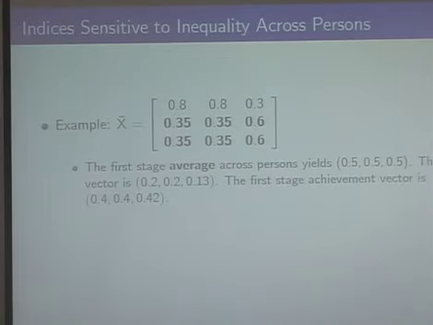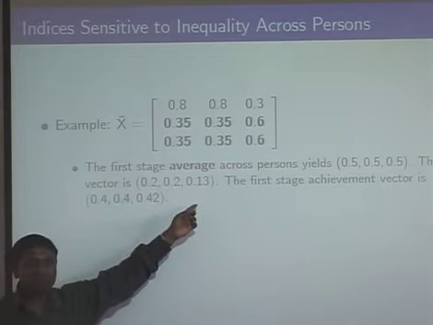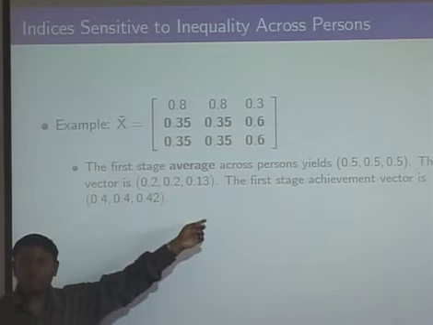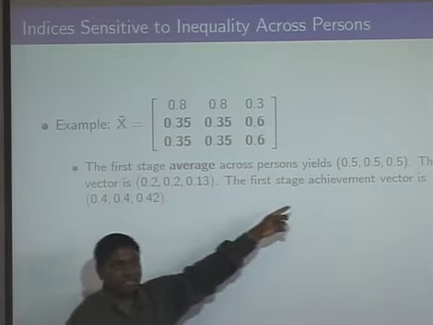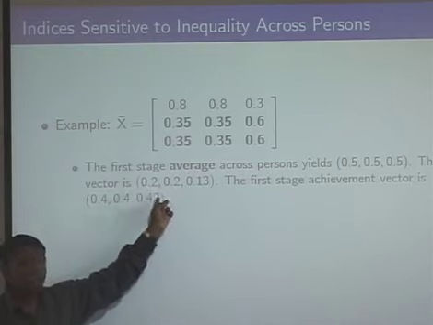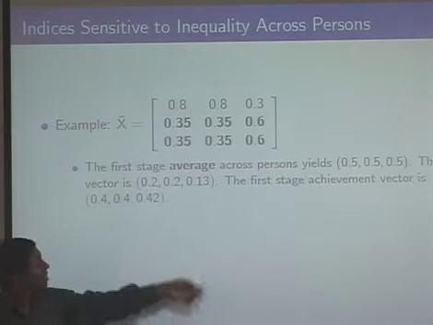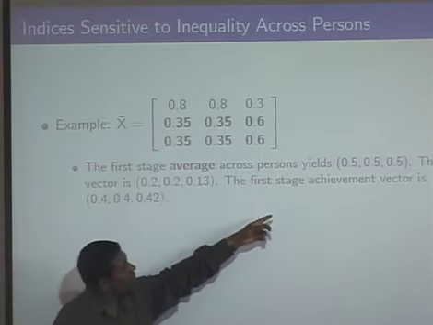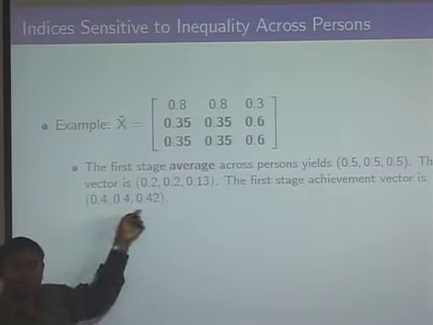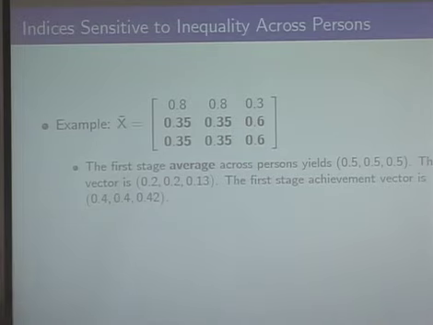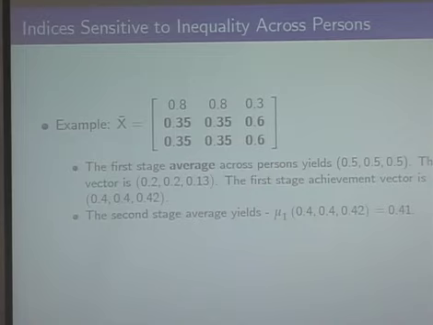Now if I calculate the first stage average across persons, it yields 0.5, 0.5, 0.5. Look at Gini. The Gini has gone down. It was 0.22, 0.22 and 0.22. So the average is the same, but the Gini has gone down. So we are going to reward the dimensions. The first stage achievement vector is 0.4, 0.4 and 0.42. If we take the simple average, it's 0.41.